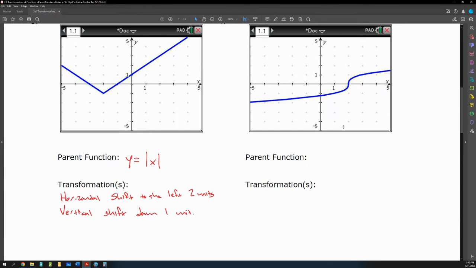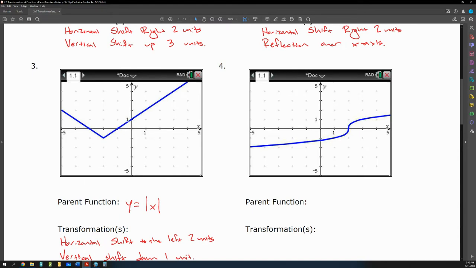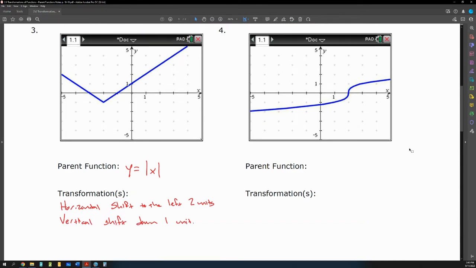The next one, here we've got an S-shaped graph. This is the cube root function. So this is y equals the cube root of x, where there's only one transformation, and that's the horizontal shift to the right 2 units.